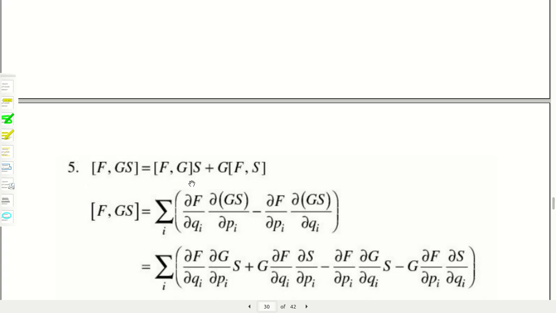This is just like the BAC-CAB rule in the vector cross product formula, and here you can see s is written on the right hand side and g is written on the left hand side. The order has not been changed, that is, in the Poisson bracket it is gs, not sg, so g always will be on the left hand side of s.